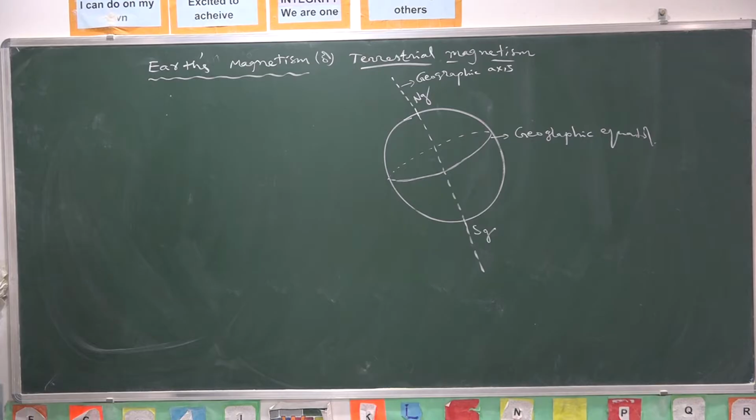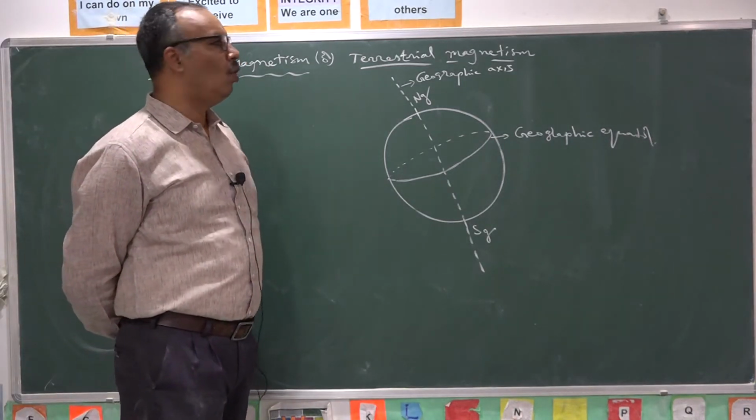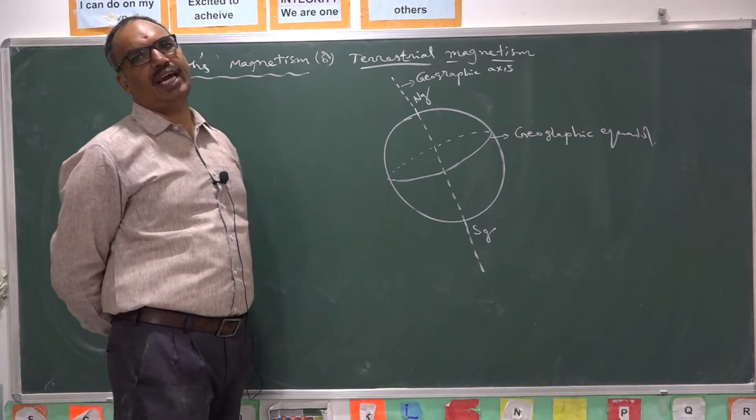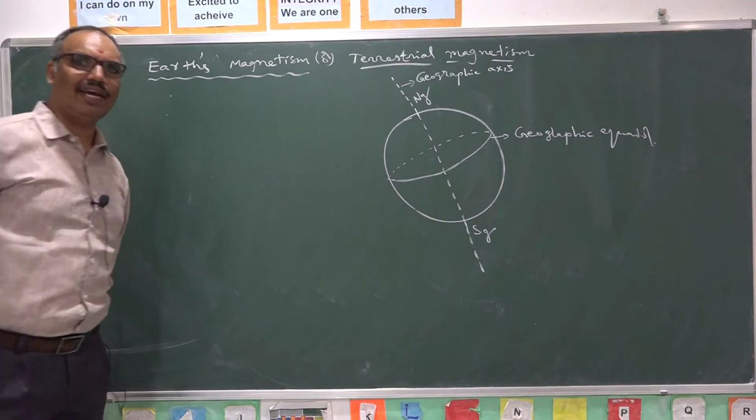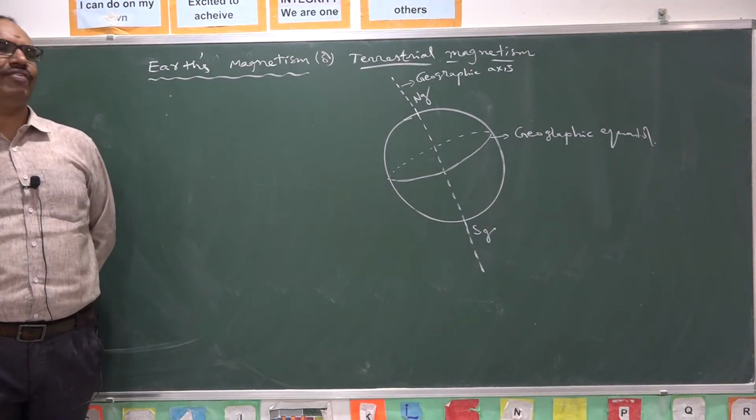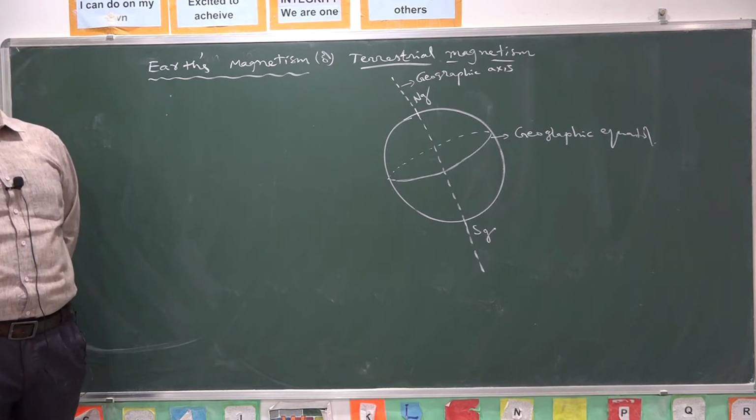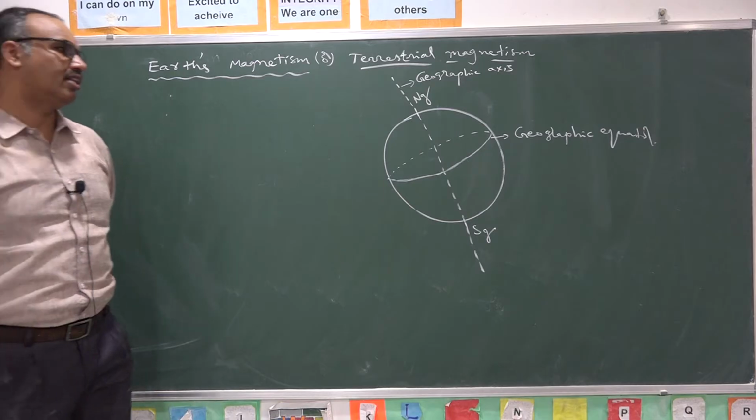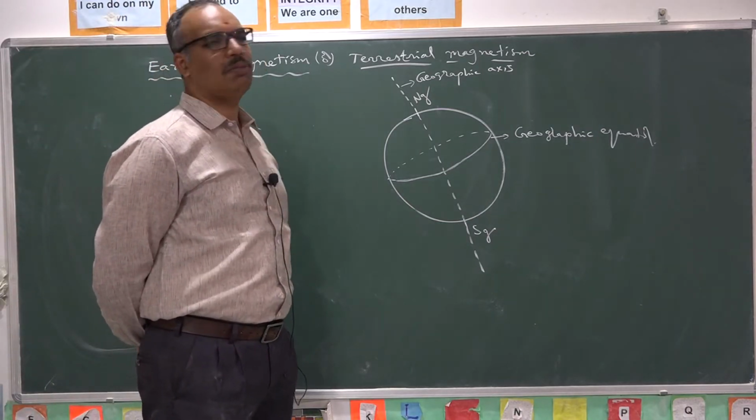Our Earth possesses certain magnetic behavior. What is the reason for the magnetism of Earth? Till now, nobody has given a clear idea. But various studies and various observations are suggesting some ideas. Let us see what are the old ideas related to the magnetism of Earth.